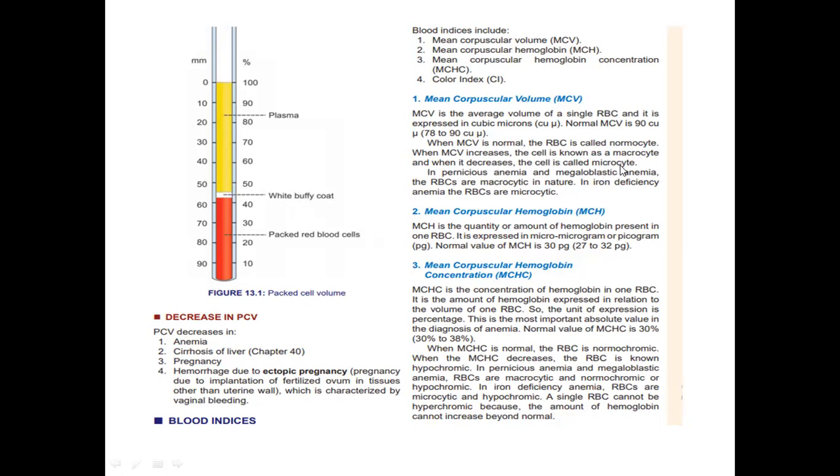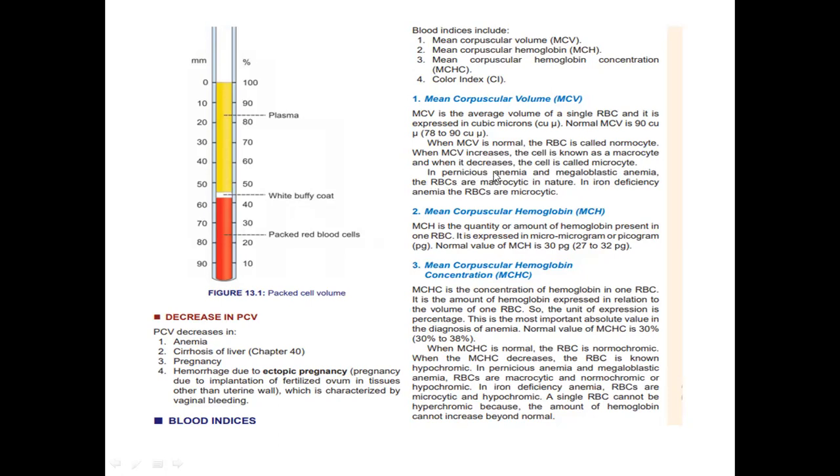In the lecture we had previously, I talked about macrocytic anemia and megaloblastic anemia, when we talked about vitamin B12 deficiency. We said in vitamin B12 deficiency or folic acid deficiency, we would have macrocytes. The cells will be bigger than normal. So when you have a macrocyte, it means that the mean corpuscular volume has increased. When you have a microcyte, it means that the mean corpuscular volume has decreased.